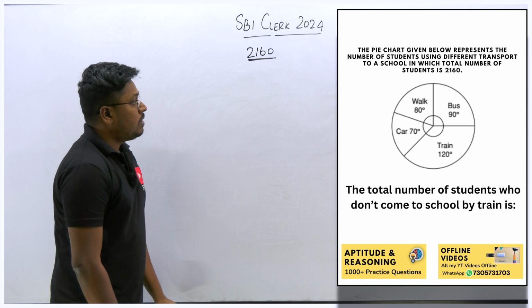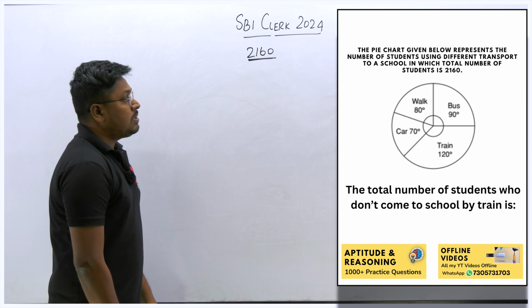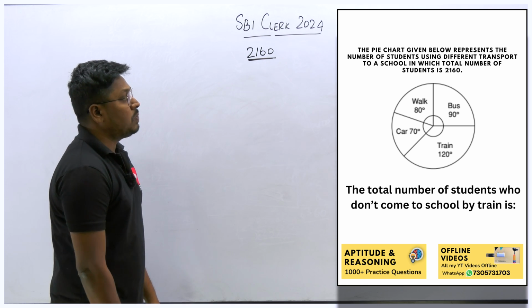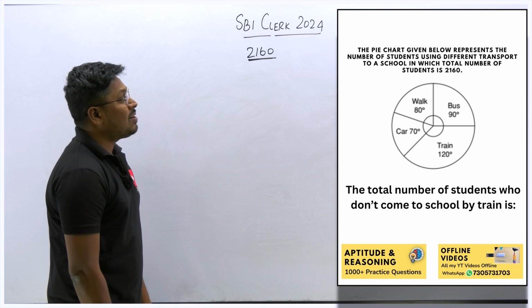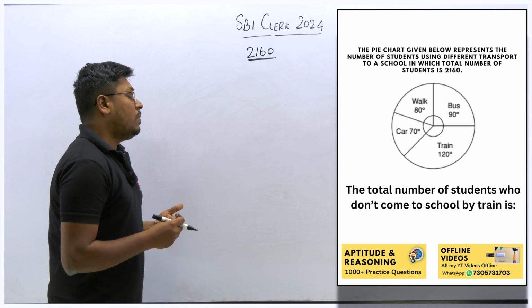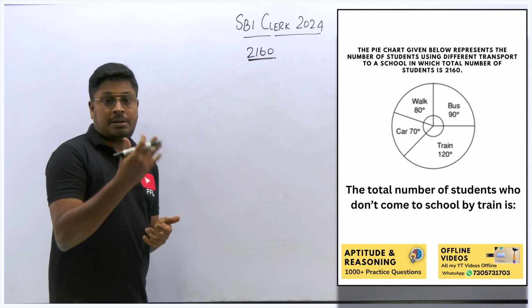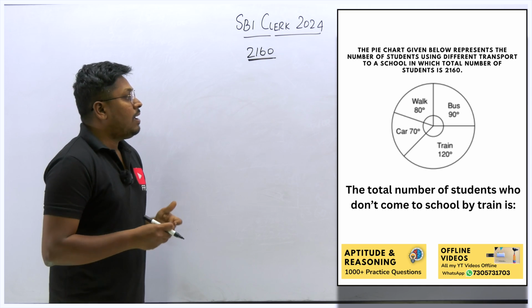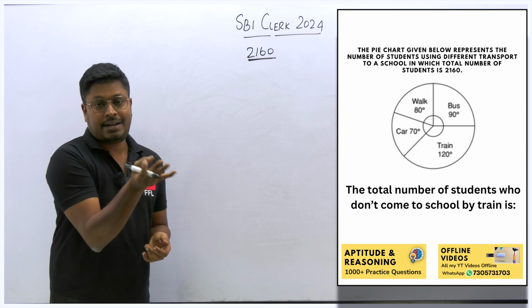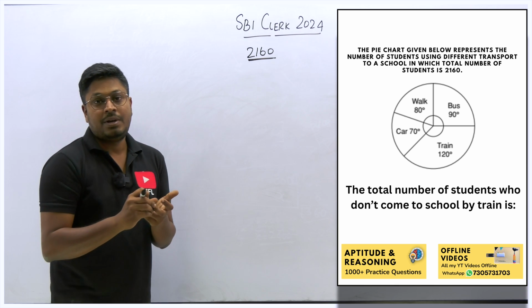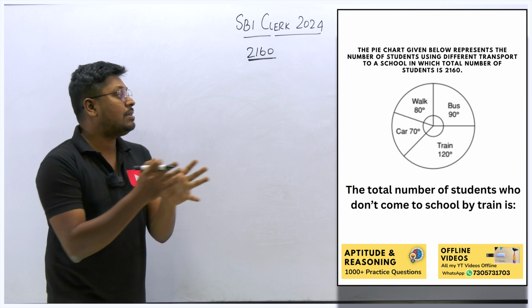Question number 4. The total number of students who do not come to the school by train. What is the total number of students who do not come to the school by train? Which means either you can find the remaining, right, or else you can subtract the train total from the total 2160. You can subtract how many students are not coming by train.